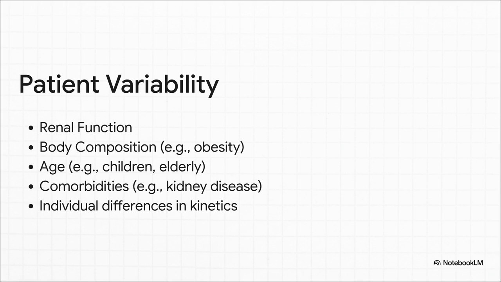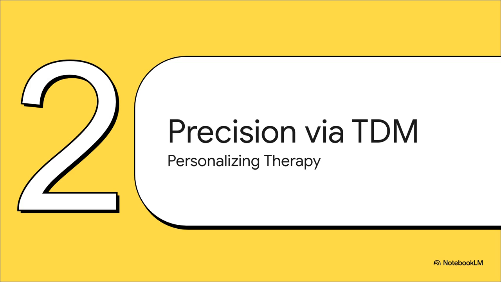It's this incredible variability that explains why a standard dose can be perfect for one person, but toxic or totally ineffective for the person in the next bed. So, if we agree that the average patient is a myth, how in the world do we dose for the individual? And that brings us right to the solution, achieving true precision through therapeutic drug monitoring.